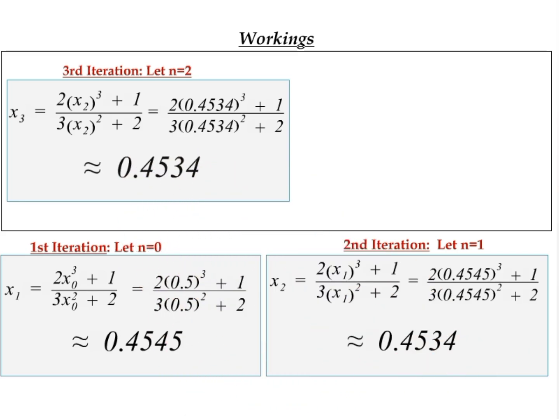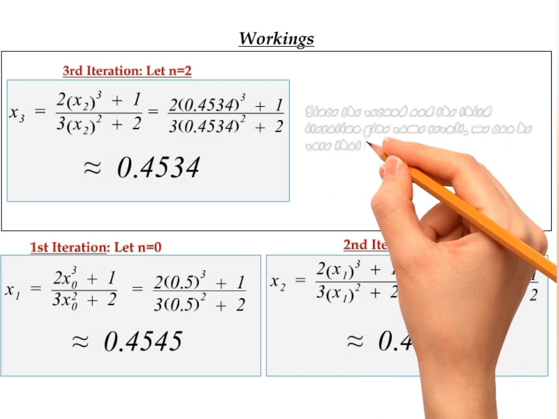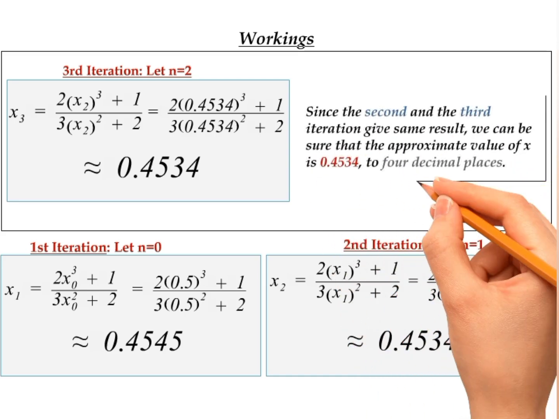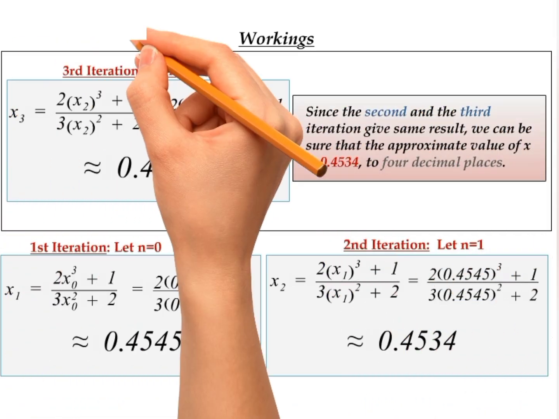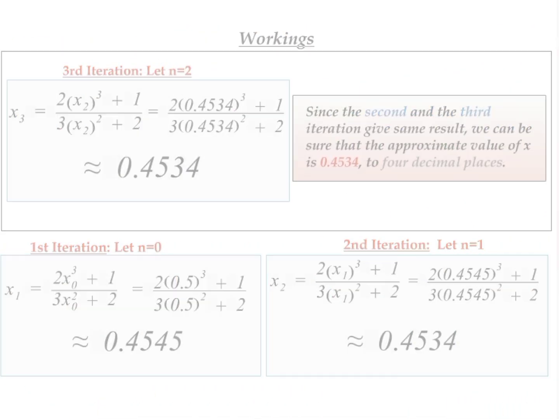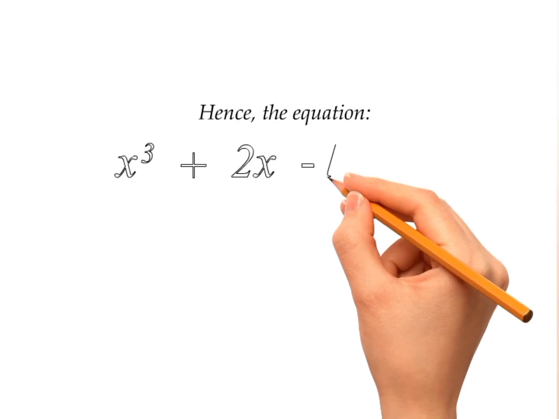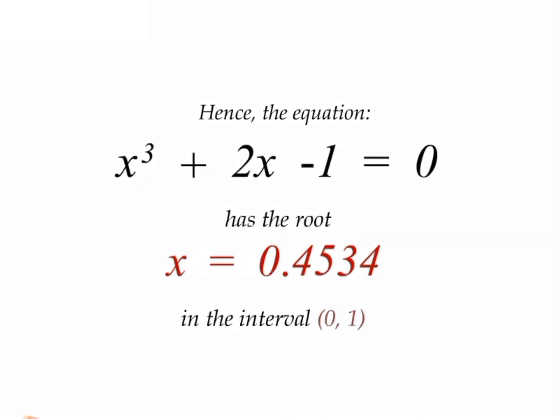0.4534. If we continue this iteration, we will continue getting 0.4534. This is because we have arrived at the value of x in 4 decimal places. Had it been we are to find the value to higher decimal places, this iteration will continue till the result is no longer changing. Hence we conclude that the value of x in the given interval, which satisfies the equation, is 0.4534 to 4 decimal places.